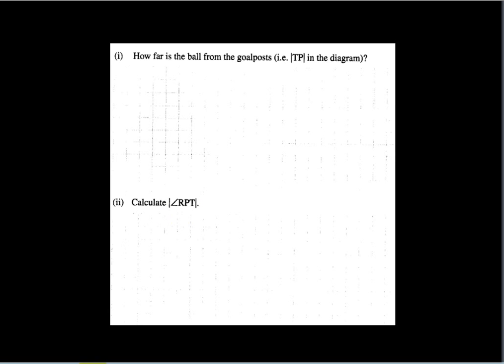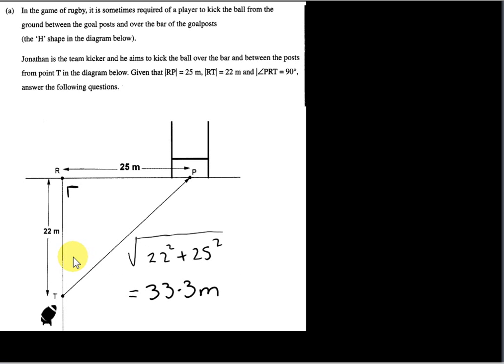Calculate angle RPT. RPT is this angle here. So one arm of the angle is the line RP and the other arm is the line PT. So the corner or vertex of the angle is P.